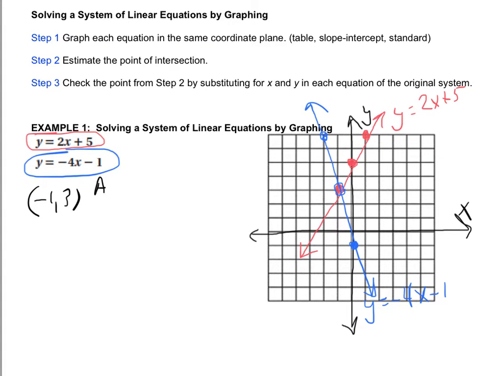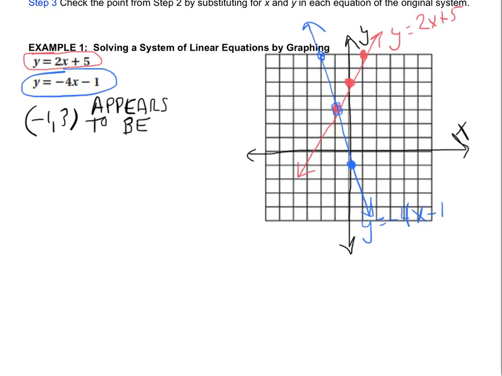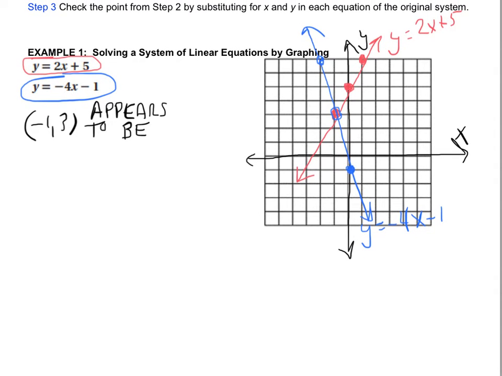Okay, I'm going to write the word "appears to be." The reason I'm writing "appears to be" is that I need to prove it. I need to make sure that that is truly the answer to this problem. I need to make sure that both equations have that point in it. So to prove it, what I need to do is take each equation separately.